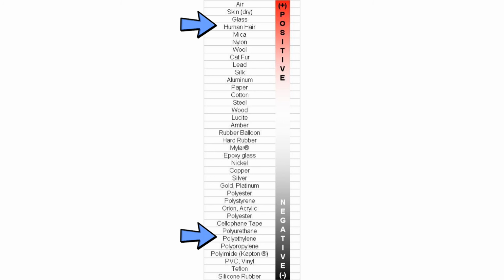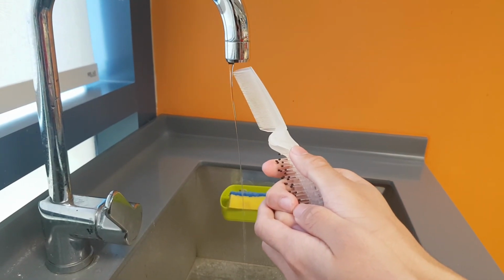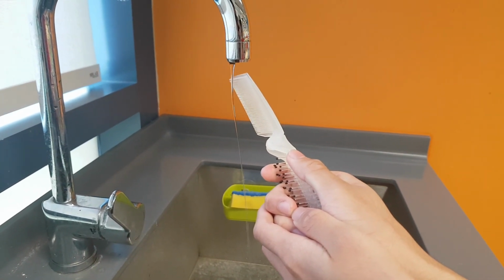As the comb is now negatively charged, when it is brought near the stream, it repels the electrons in the water, making it positively charged. As there is a resultant attractive force between the positive charges in the water and the negative charges in the comb, the stream of water then bends towards the comb, explaining this phenomenon.